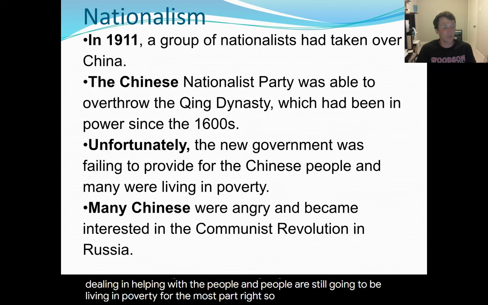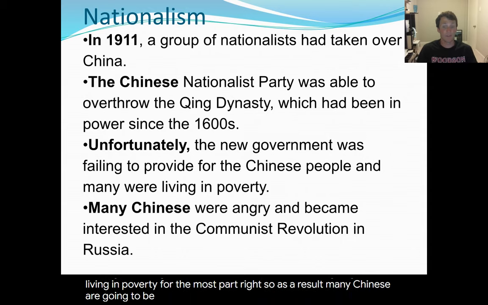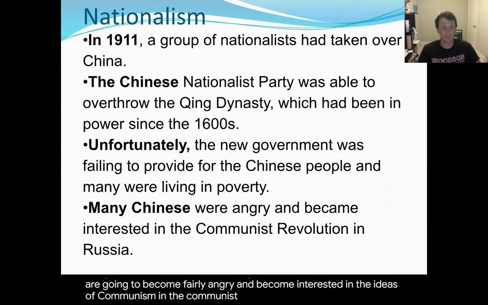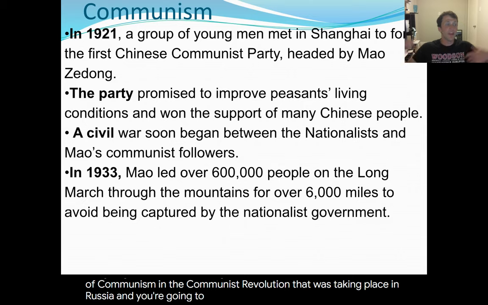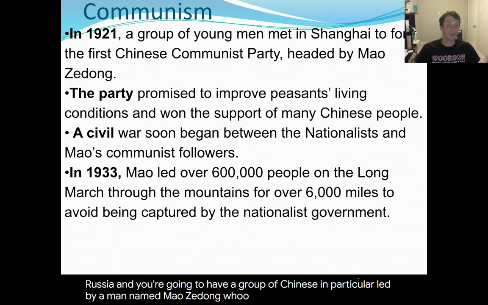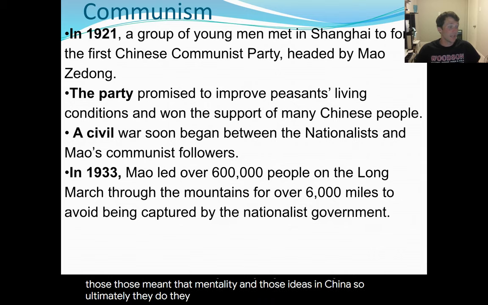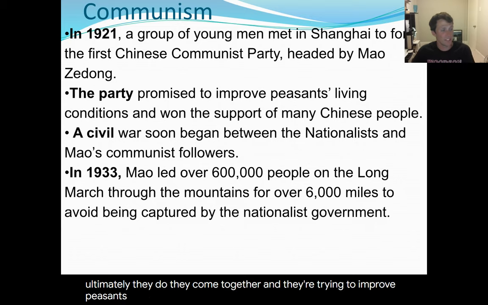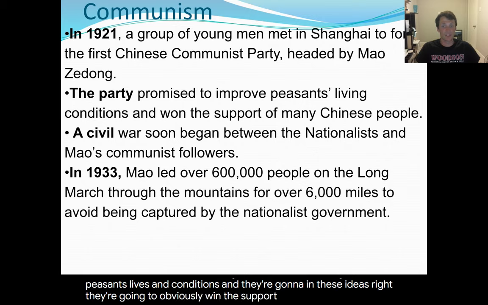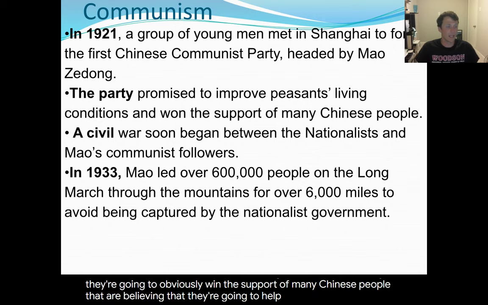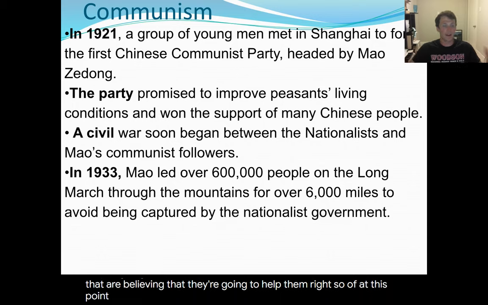So as a result, many Chinese are going to become fairly angry and become interested in the ideas of communism and the communist revolution that was taking place in Russia. And you're going to have a group of Chinese, in particular, led by a man named Mao Zedong, who is going to try to begin to push that mentality and those ideas in China. So ultimately, they come together and they're trying to improve peasants' lives and conditions, and these ideas, right, are going to obviously win the support of many Chinese people that believe they're going to help them, right?